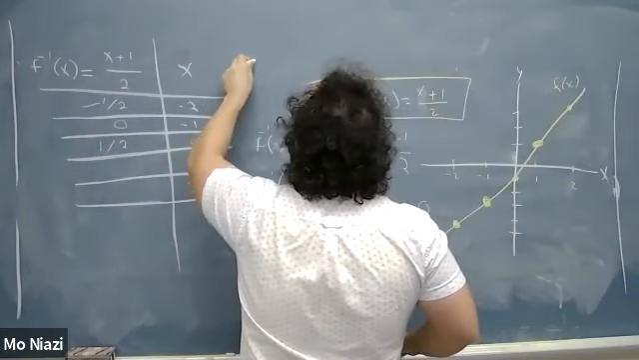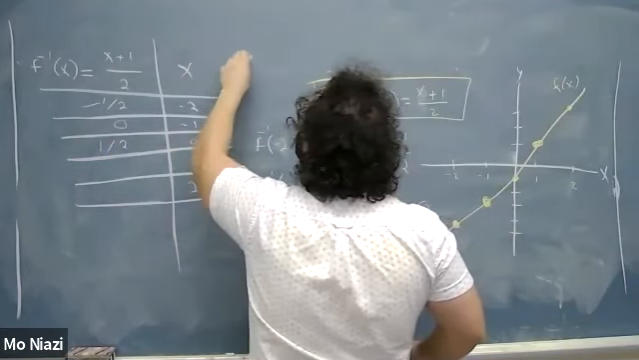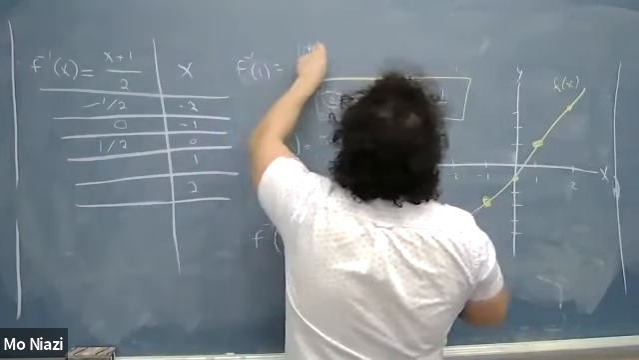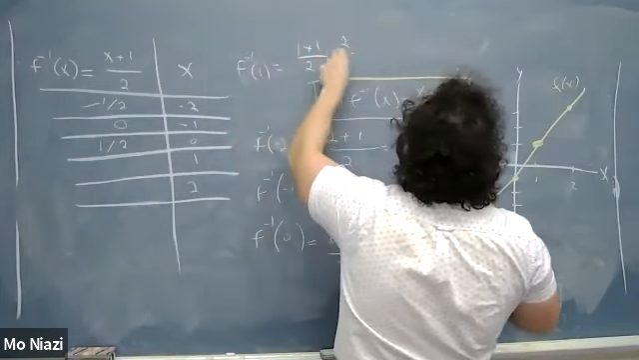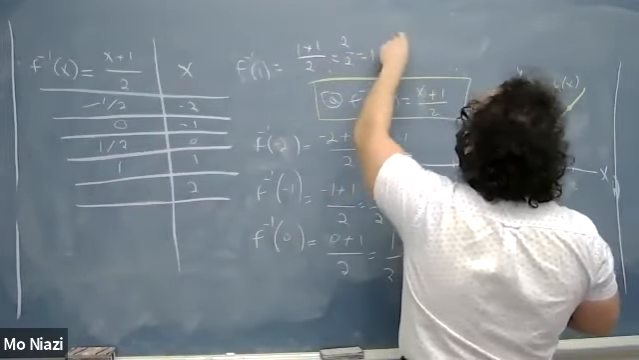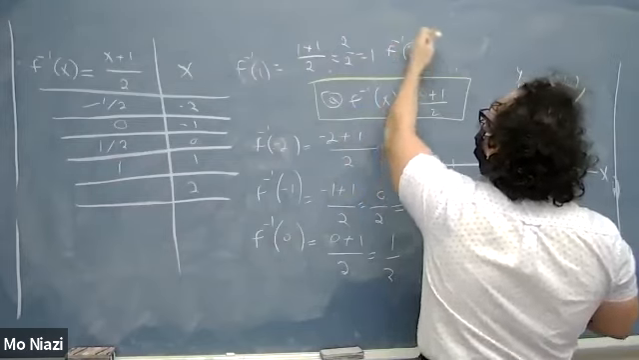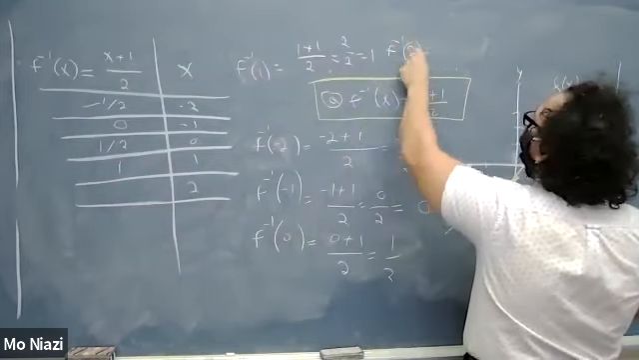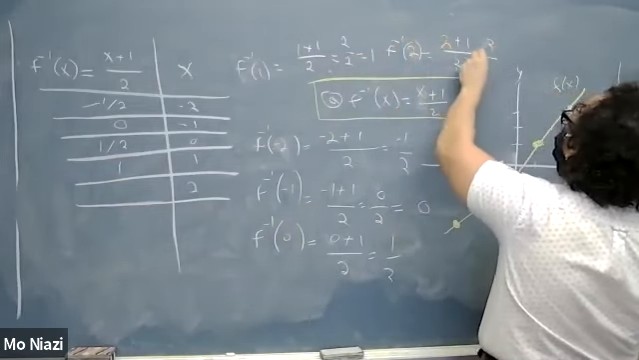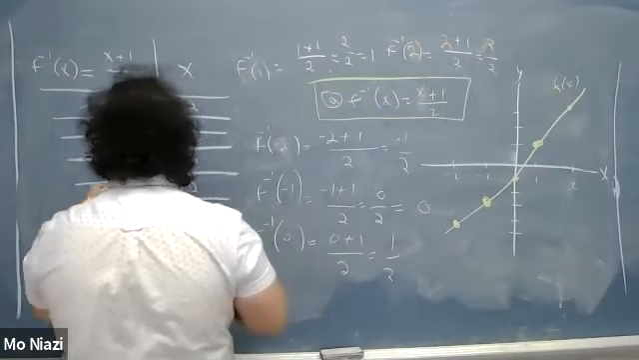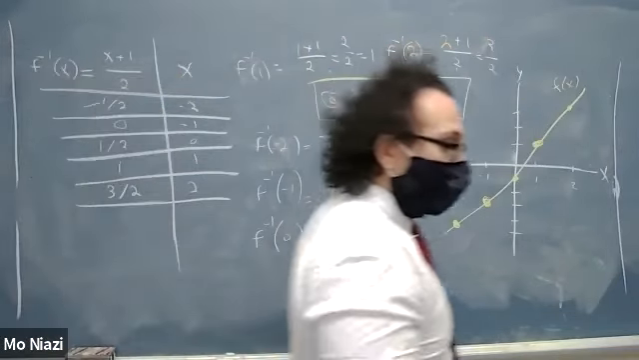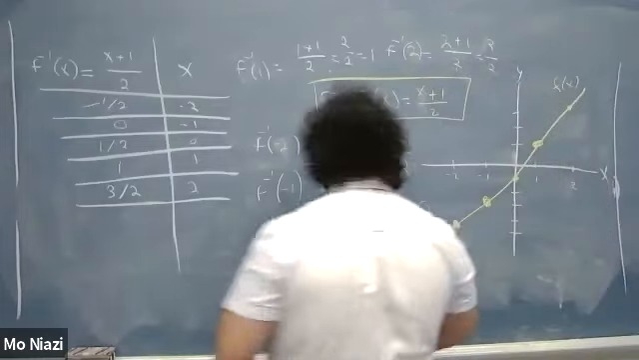What is f inverse of 1? Oh, well, that's just 1 plus 1 all over 2, which is 2 over 2, which is a 1. What is f inverse of 2? That's just 2 plus 1 all over 2, which is 3 halves. So let's plot it. And let's plot it on our same plot so that we can see the difference.